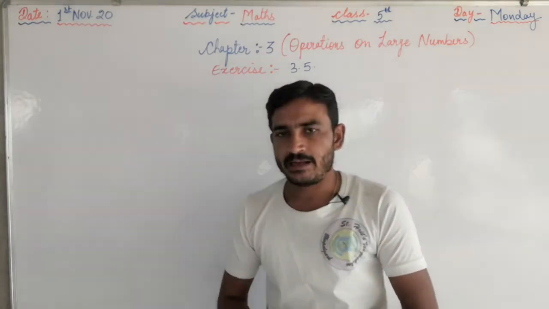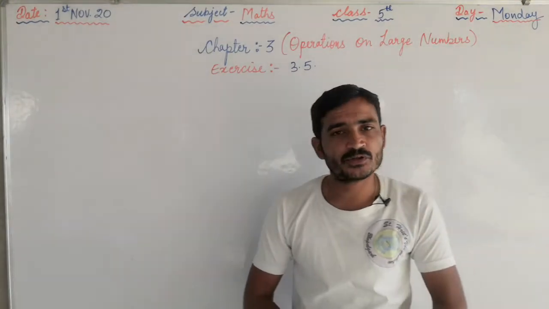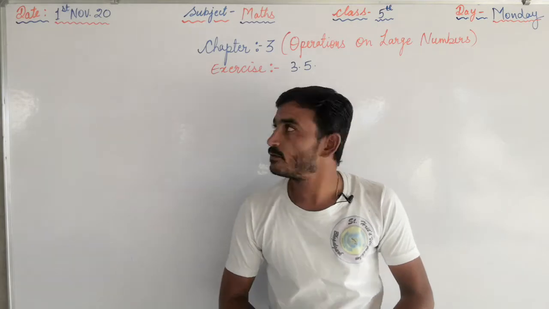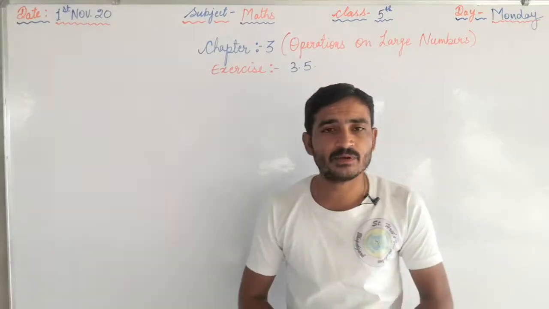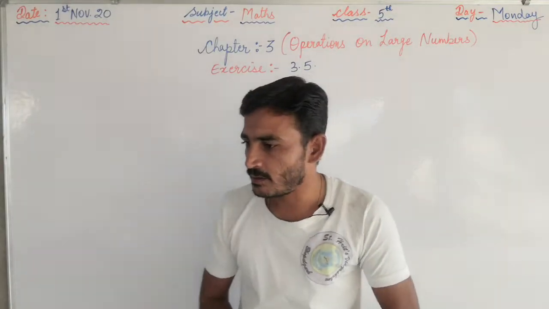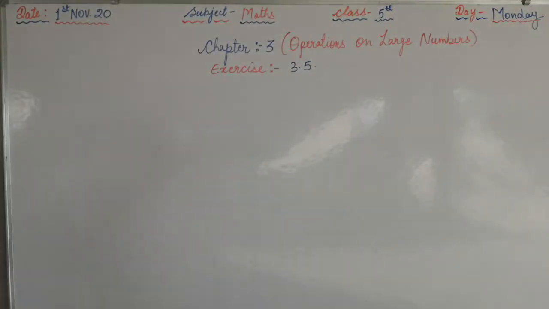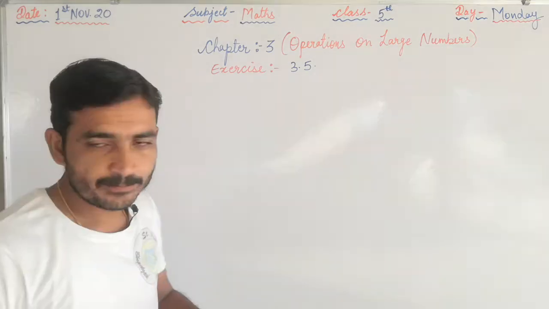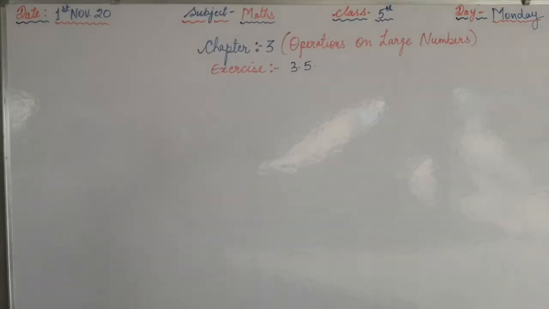Here we are in chapter number 3, that is Operations on Large Numbers. We are continuing the exercise, that is exercise number 3.5. In question number 1, up to G, we have to solve the questions. Now for this lecture we are starting from question number G. Open page number 46 and question number G.